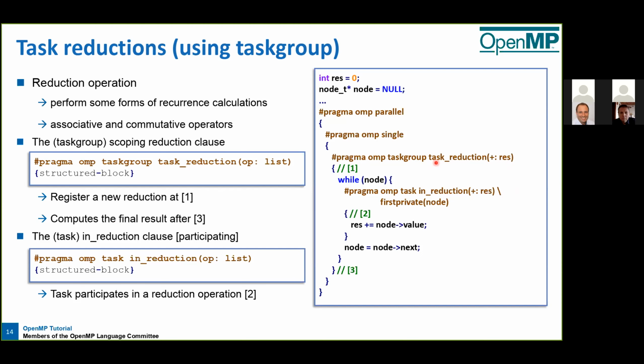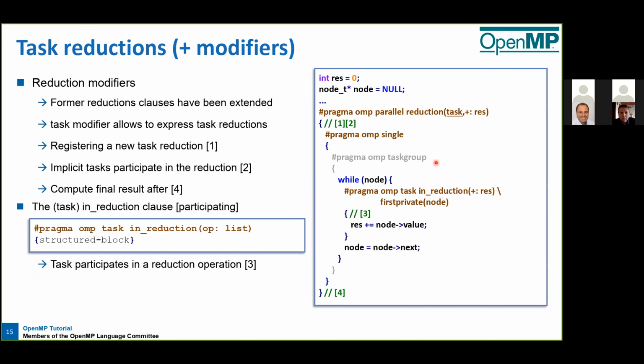So there are two things to do. We need the task group construct with the task reduction clause, and we have to add the in reduction clause to the tasks that should participate within this reduction. If you don't want to add the task group construct, we can also just do it at the level of the parallel region, but then we have to give a corresponding hint to the compiler and the runtime. So why is that?